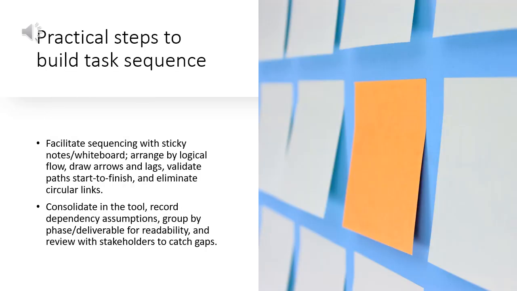Lay activities on sticky notes or a whiteboard. Ask the team to arrange them by logical flow. Add arrows to show dependencies and lags. Validate paths from project start to finish. Check for circular links and fix them. Consolidate the sequence in your scheduling tool. Record assumptions behind each dependency. Keep the diagram readable. Group activities by phase or deliverable to reduce clutter. Review with stakeholders for alignment and missing steps.